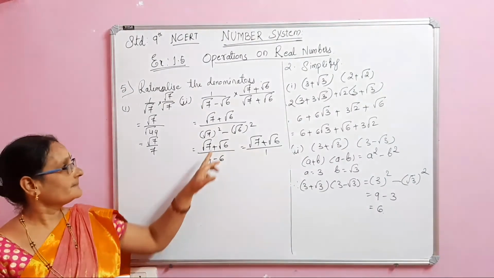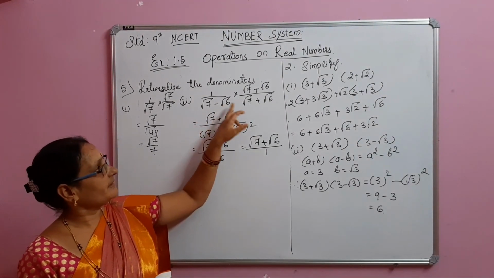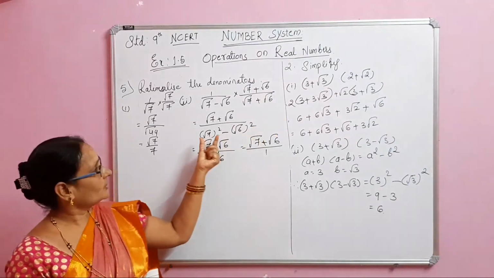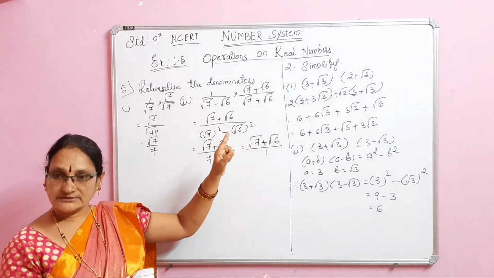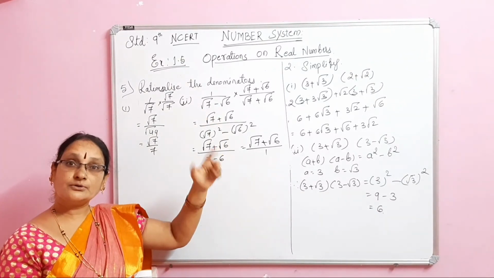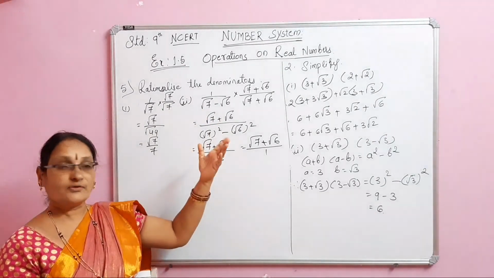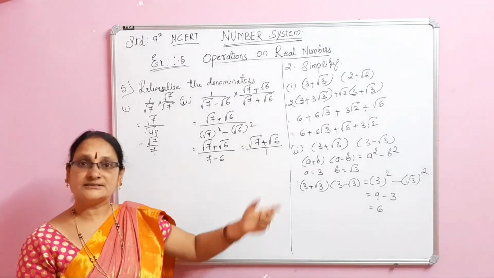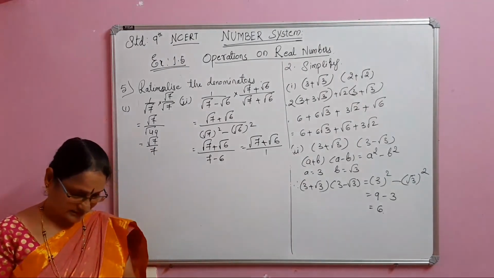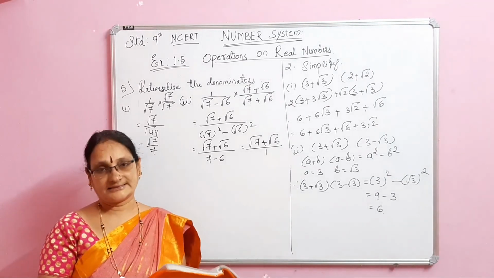Applying the identity a plus b, a minus b, that is a square minus b square. Root 7 whole square means root 7 into root 7. Root 7 into root 7 means root 49. Root 49 means 7. Root 36 means 6. 7 minus 6 is 1. In this way we can solve all the remaining examples.